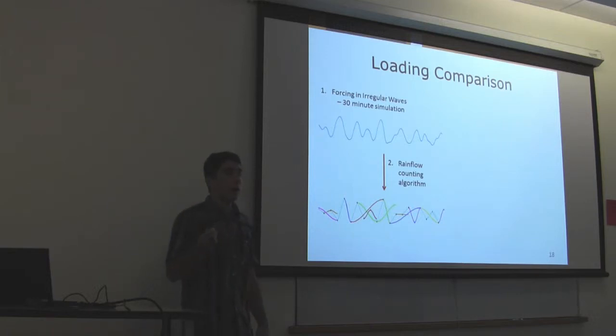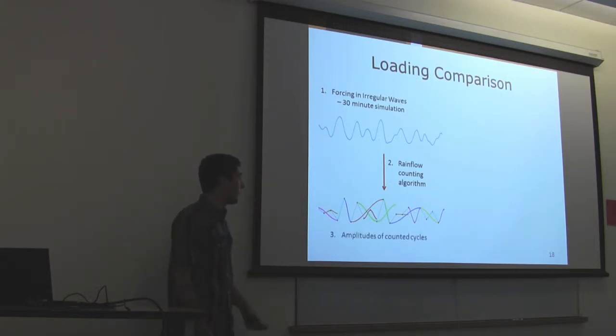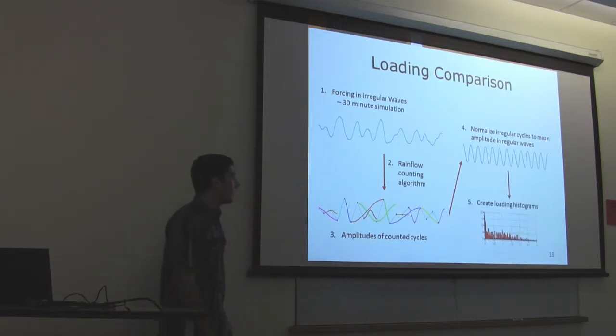So now the loading comparison. The methodology used here is to take an irregular forcing profile that we've obtained in a 30-minute simulation, conduct a rainflow counting algorithm, and this allows you to count the number of irregular cycles. There's a standard out there for it. It's a common algorithm to do this. Then we count up the amplitudes of the cycles. Then we normalize these amplitudes as a basis of comparison for the two systems to their mean amplitude in regular waves, right? And then we create these loading histograms.